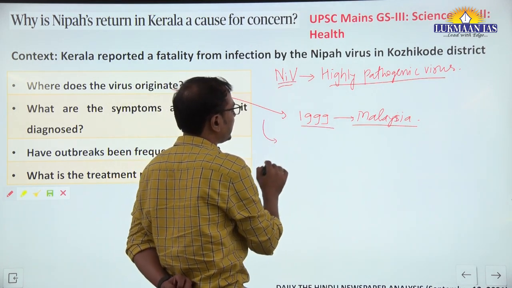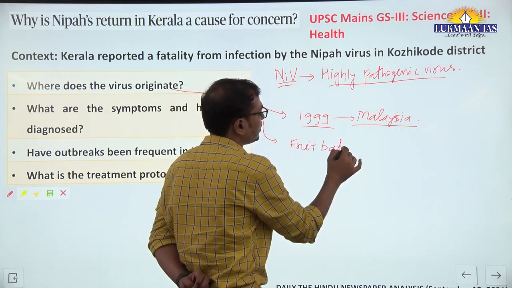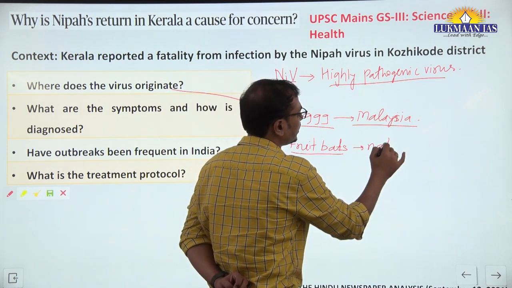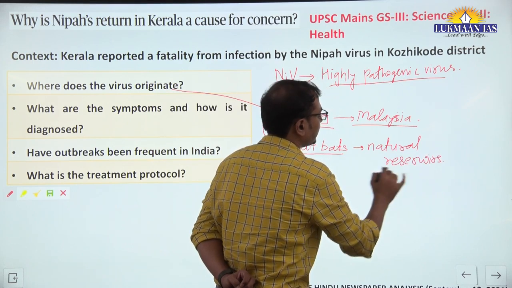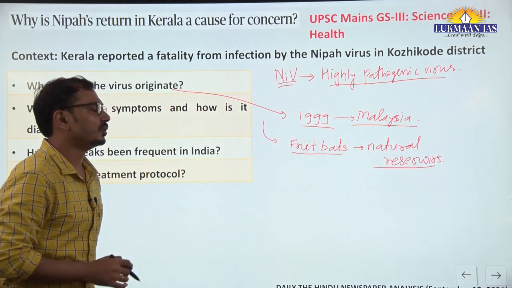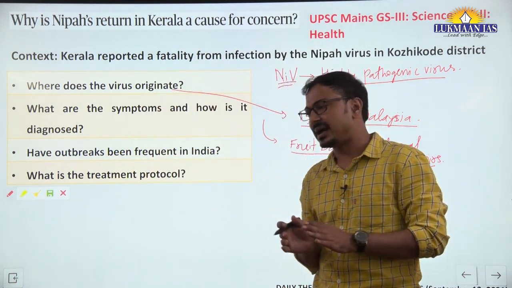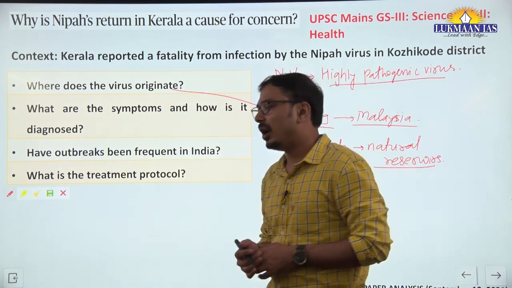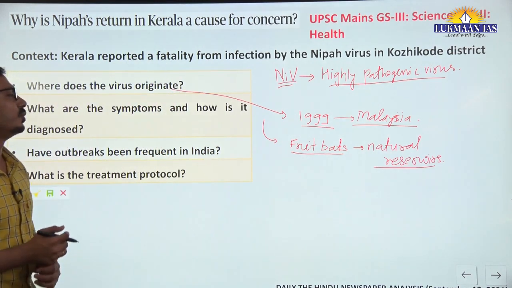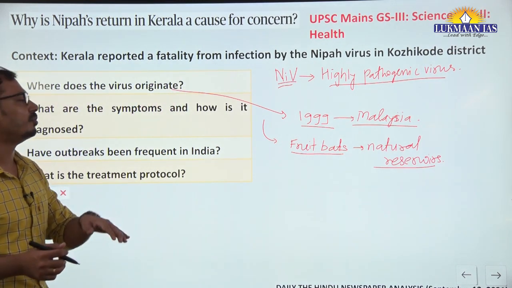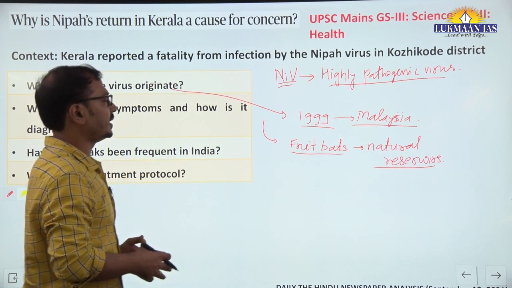So we can understand that fruit eating bats are natural reservoirs of this virus. So there are chances of transmission of this virus from fruit eating bats to the pigs or directly from fruit eating bats to humans. Okay, so transmission from animal to human, and even there are chances of human to animal transmission of this virus.